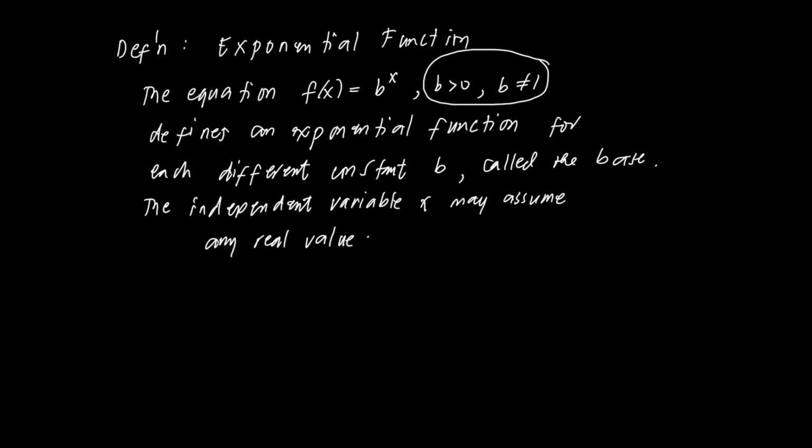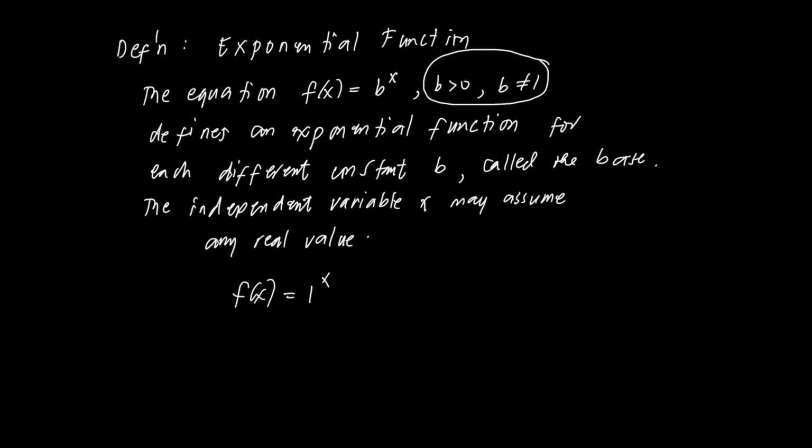because if b is equal to 1, what will happen to our f of x? Example, f of x is 1 to the x. Take note, if x is 1, that is just 1 to the 1, that's 1. If x is negative 1, that is just 1 over 1, which is 1. So basically that is 1, and that is just a constant function.